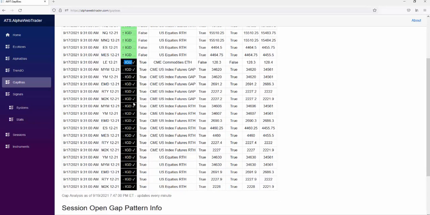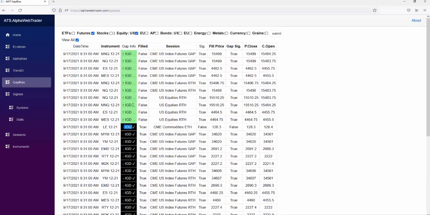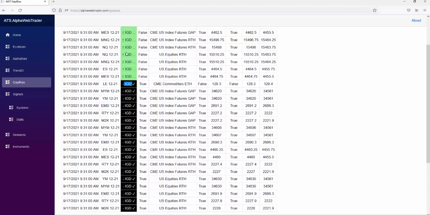Then there are also outside gaps, and we play those completely differently. But anyway, you can get that information, and the bias, you see this is green, so that's telling you the bias is up, and little arrows pointing up, so you know which direction to be focusing on the opening breakouts. And then if the gap fills, these turn black, letting you know that that gap has been filled.